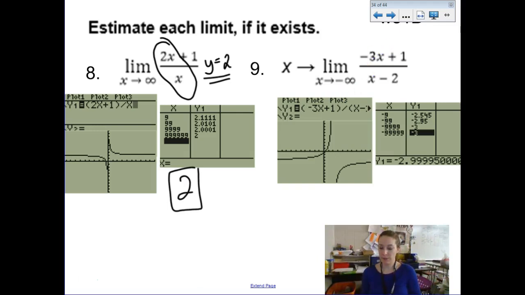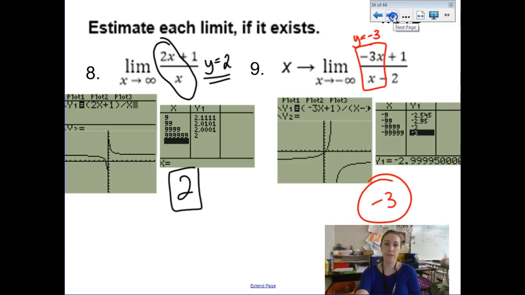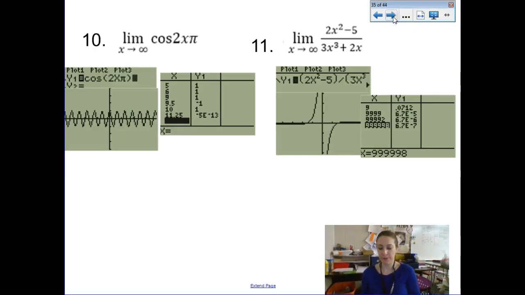All right, similar idea, different function though. We still have an equal weight fraction, so the coefficients are -3/1. So your horizontal asymptote is at -3, which means that's what my limit is going to approach. Could have done that with a graph or a table as well.